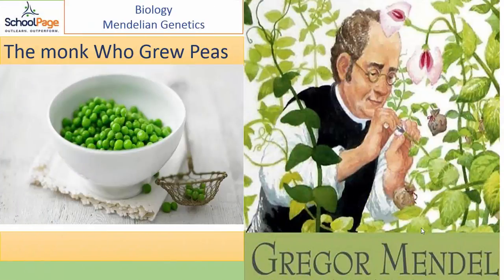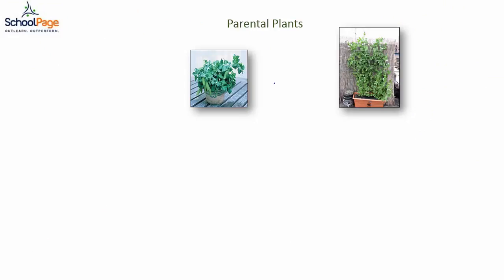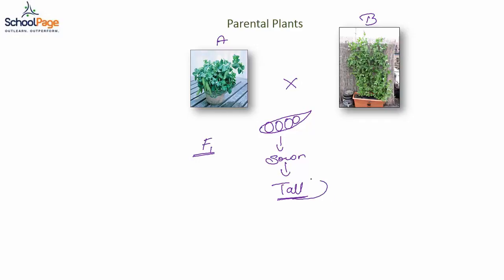Mendelian genetics continued. So now let us analyze the results. The cross was made between plant A, which is a dwarf plant, and plant B, which was a tall plant. A pod was obtained from the flower, which was subjected to cross-pollination, and the pod had seeds. These seeds were sown in the soil. Now the plants obtained were all tall. All the plants obtained from the first cross, the F1 generation, were all tall plants.